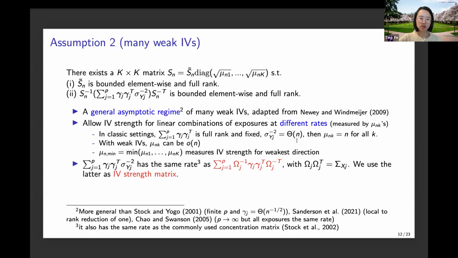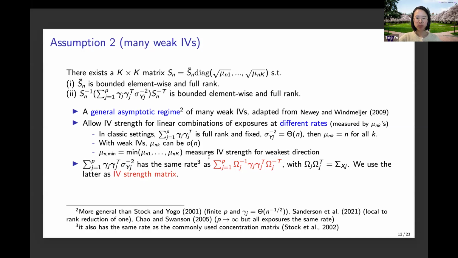But this is not true for weak IV, where the mu k can be smaller than n. And we will also use the minimum of these mu k to measure the IV strength for the weakest direction. And in case you're wondering, this IV strength matrix has the same rate as the commonly used concentration matrix in the IV literature. And also it has the same rate as this other matrix, where we just replace the variance for the outcome GWAS by the variance in the exposure GWAS.